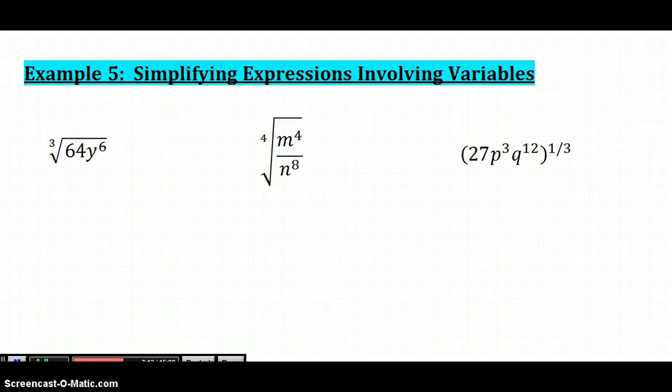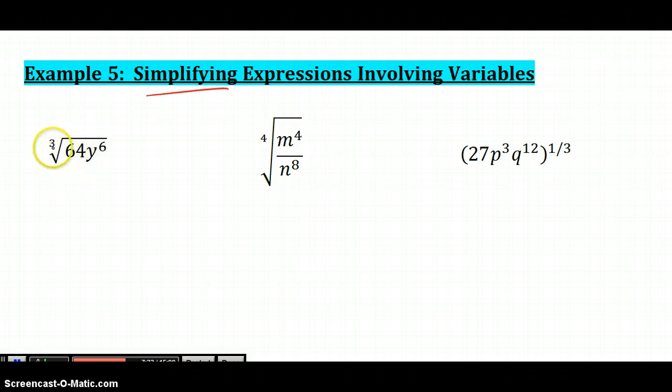So now we're going to throw in some variables and simplify. This is probably the most complicated part of this lesson. We're going to start over here. We have the cube root of 64y to the 6th, and we are to simplify this expression. Your first step is look at the 64, so always go to your constants first.